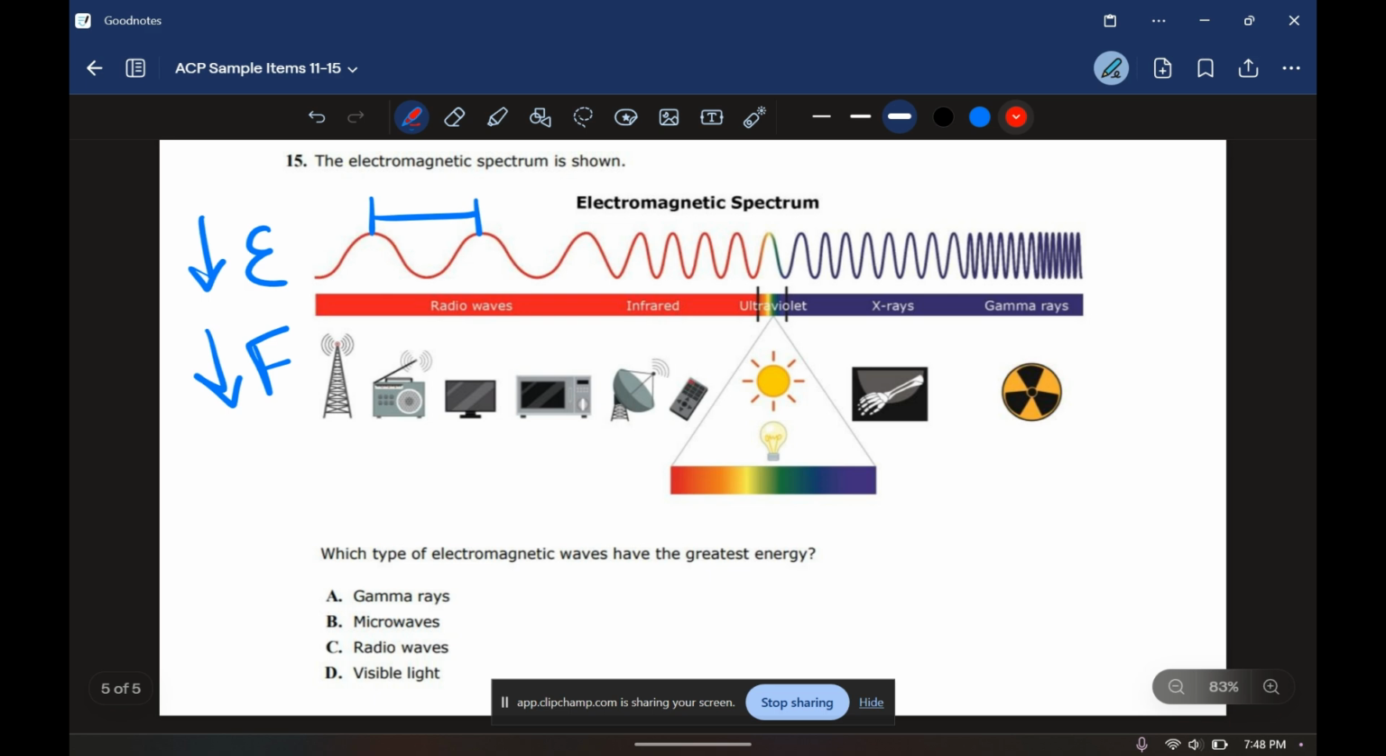And if you look over to the right, over to the gamma rays, you have really short waves. I can't even draw a line that short. You have really short waves, which means you have really high energy and high frequency. So the question says, which type of electromagnetic waves have the greatest energy? The greatest energy are going to be your shortest waves, which are going to be over on the right, which means our answer is A, gamma rays.